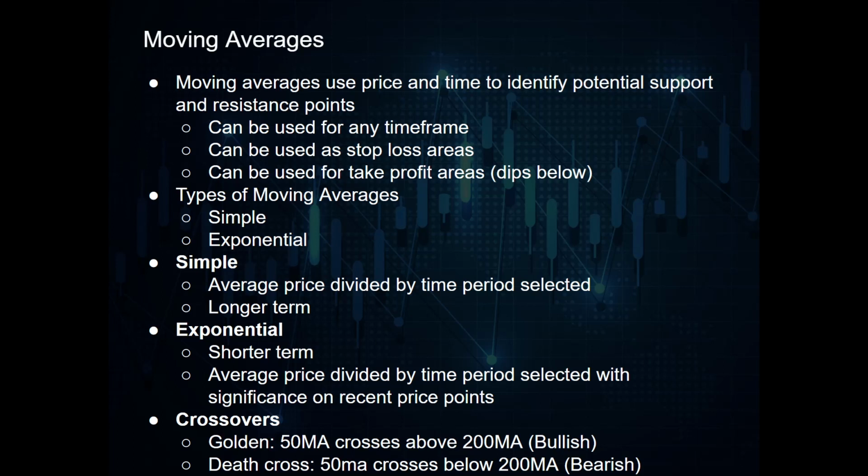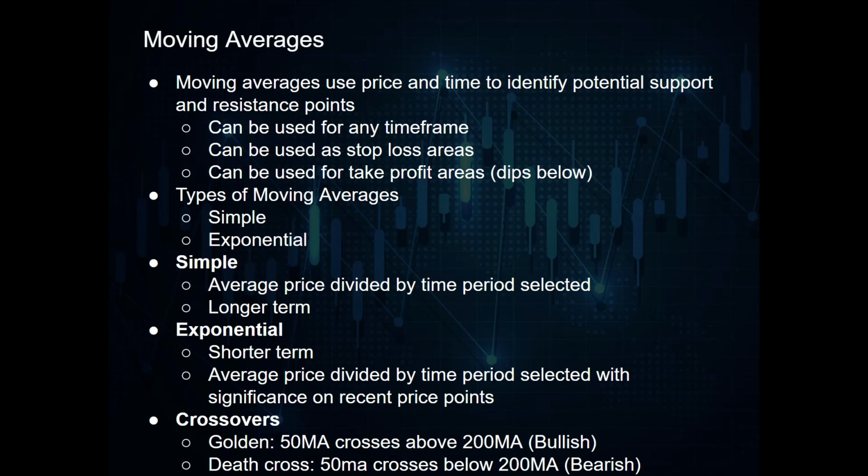Let's say you're day trading and you use a shorter moving average like EMA 9. You can ride price on the EMA 9, and as soon as a candle closes under the EMA 9, you can use that as your stop loss area and take profit. That goes into the example of using it as a take profit area. There are two types of moving averages: the simple and the exponential.